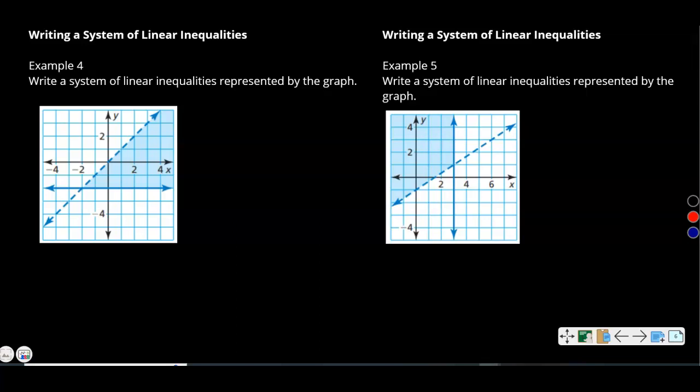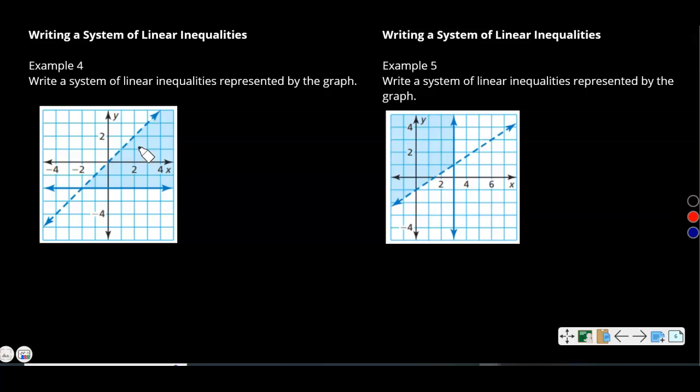All right, we're still looking at systems of linear inequalities. Example 4. Now we are going to write a system of linear inequalities represented by the graph. All right, so you can see that we have a solid line and it's shaded above the line. And you can see that we have a dotted line and it's shaded below the line.